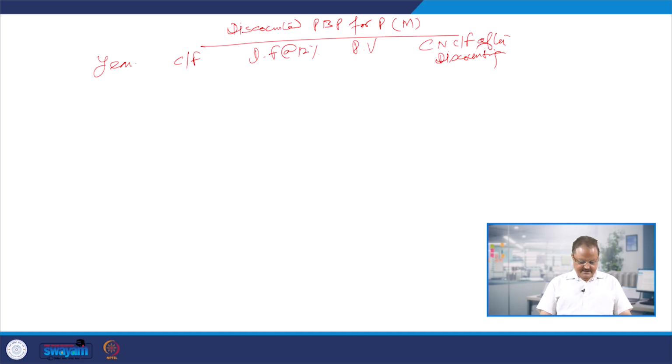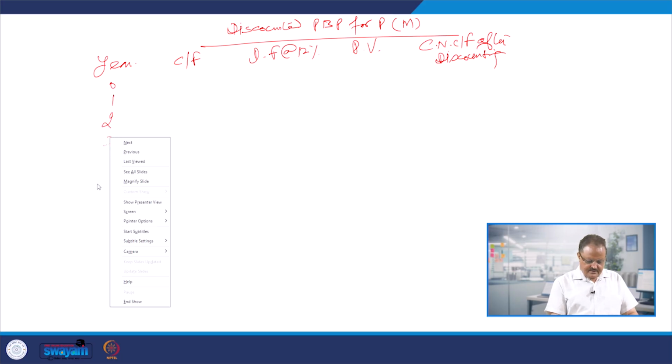So, we will apply this and try to understand how we can calculate these values. In this table we are taking the year first, the cash flow as it is given to us, the raw cash flow, the discount factor at 12%, and the present value we have to calculate, and then the cumulative net cash flow after discounting. The years given to us are 0, 1, 2, 3 and 4.